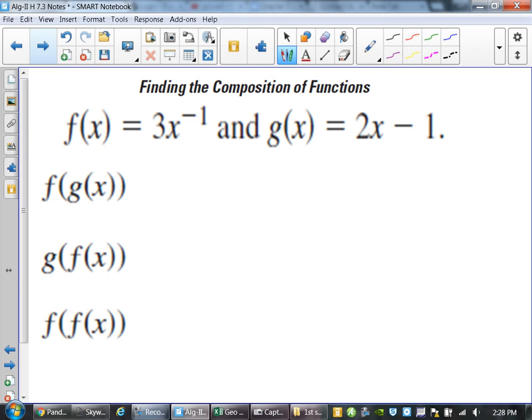So I've got two functions. f of x is 3x to the negative 1, and g of x is 2x minus 1. What has the negative exponent in the f of x? Just x, nothing else. Just the value of x has the negative exponent. So if I want to do f of g of x, that means I start with writing down.